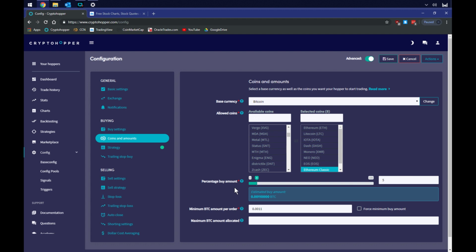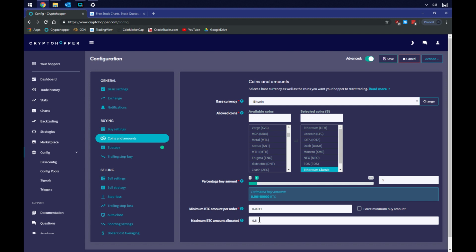At the very bottom here, you can establish the maximum amount allocated to this hopper. So if you have 1 Bitcoin, but you only want to allow the hopper to trade half of it, you would insert 0.5 in the maximum BTC amount allocated. Next, you need to decide how many trades you want to have open at the same time. A good rule of thumb at the very beginning is to limit this to 5 or 10, simply because you will want to assess the performance of your strategy and keep some sort of oversight.